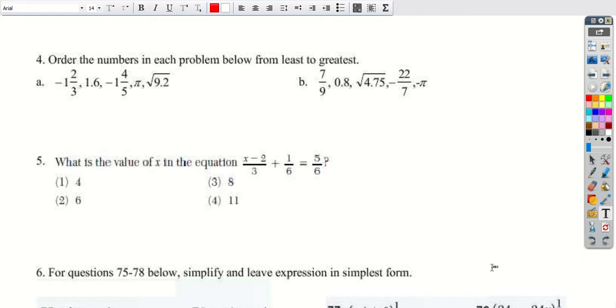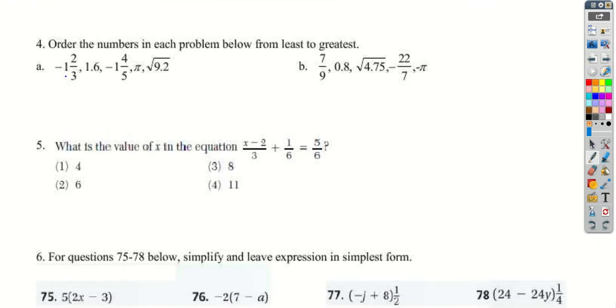All right, ordering numbers from least to greatest. The first thing I'm going to do is figure out what 1 2/3 is. I know 2/3 is 0.6 repeating, so this is negative. This number is negative 1.6 repeating, 1.6666. This number is 1.6. This number is negative 1.8.